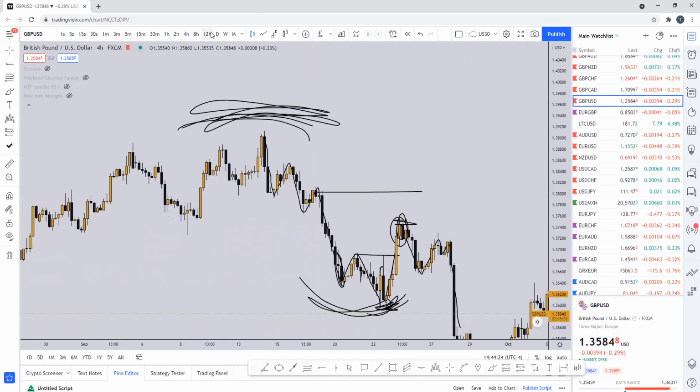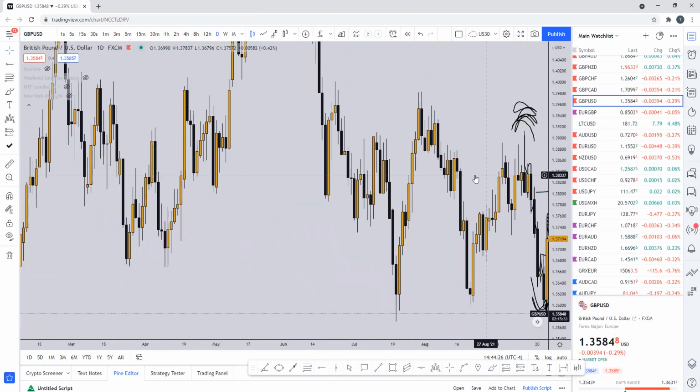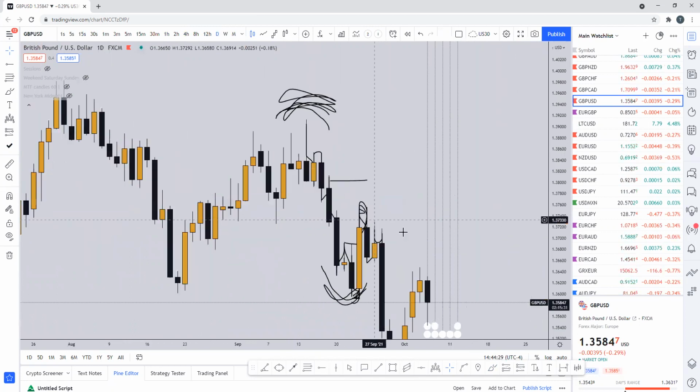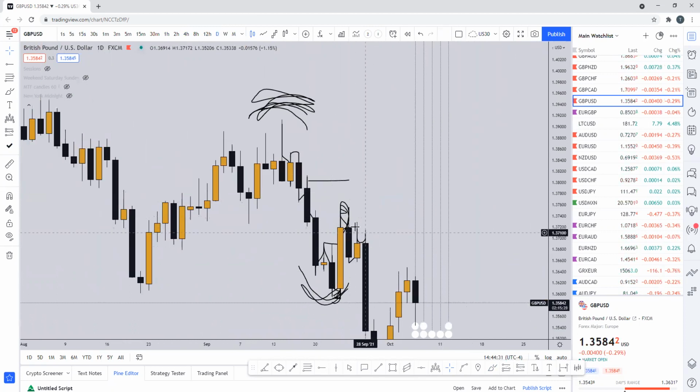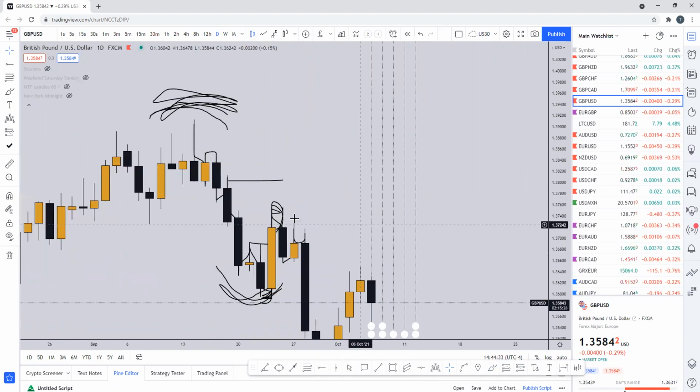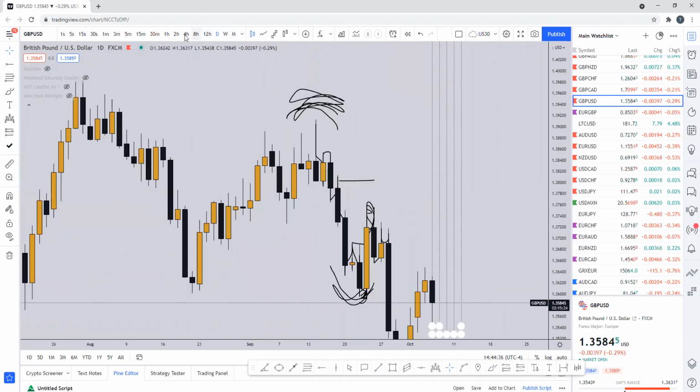Or maybe I need to go a little higher. Look at that. Just wicks on a higher time frame. That's this right here. That's all it is. Wicks on a higher time frame. So it's truly not a break of structure.